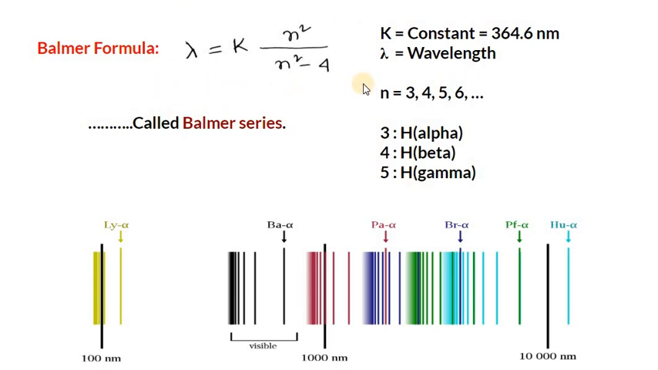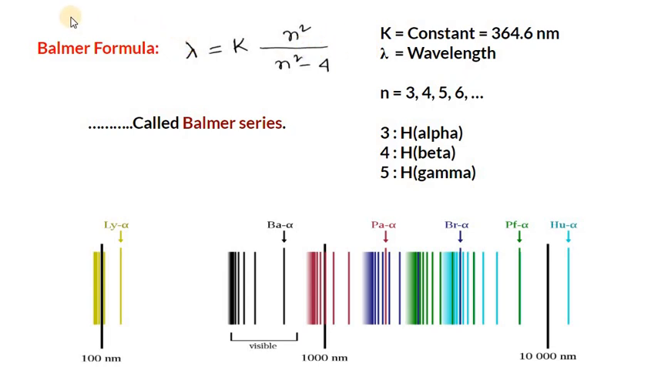It was derived from experimental results, and in this equation we can get lambda, that is the wavelength, and this wavelength is for each line. So for each line we are getting a wavelength, and this is a constant, and this is n, an integer which has value 3, 4, 5, 6. I will tell you why it starts from 3. Look at 4: don't see it as 4, you have to see it as 2 squared.